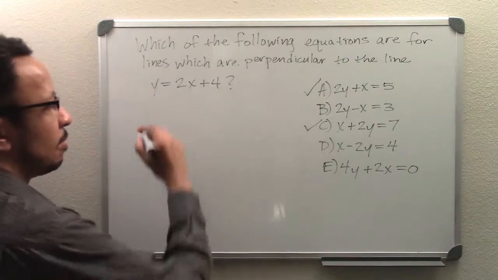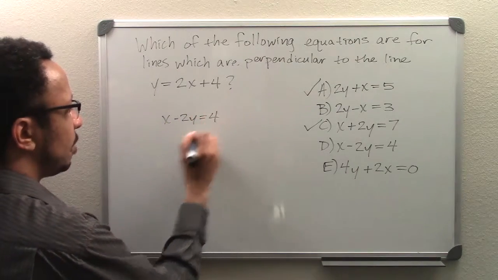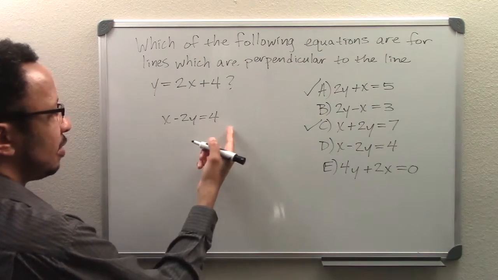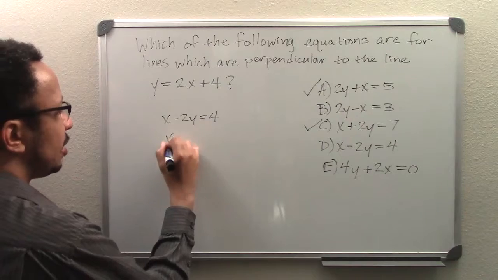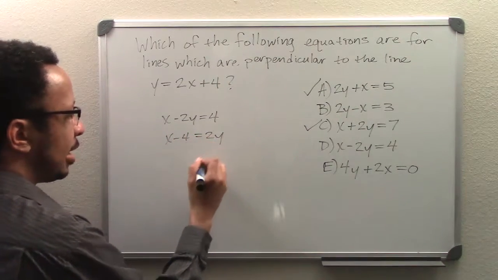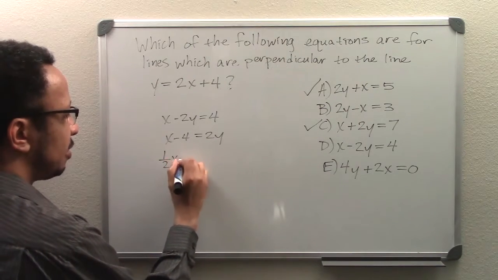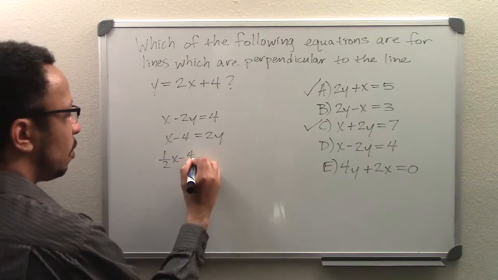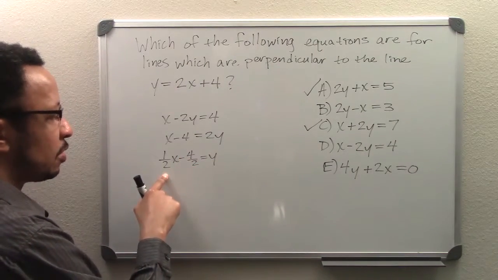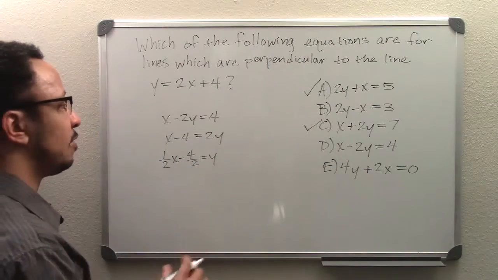Next we have D. x minus 2y equals 4. Let's bring over y to this side and exchange the 4 over here. So now we have x minus 4 equals 2y. Divide out the 2 and we have 1 over 2x minus 4 over 2 equals y. It's the reciprocal, but it's not the negative reciprocal. So D is not one of them.